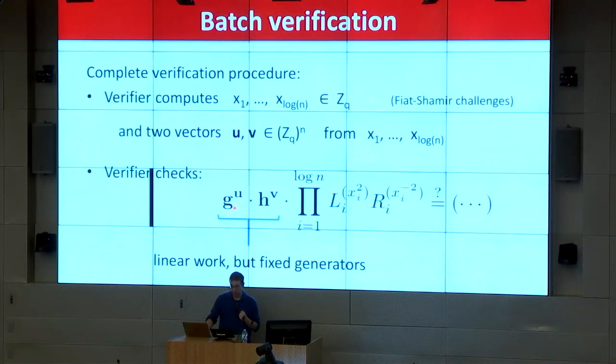Remember, these are n-dimensional vectors. So computing g to the u times h to the v takes linear time. I told you, verifying a bulletproof takes linear time, even though the proof is short. It takes a while to verify it.